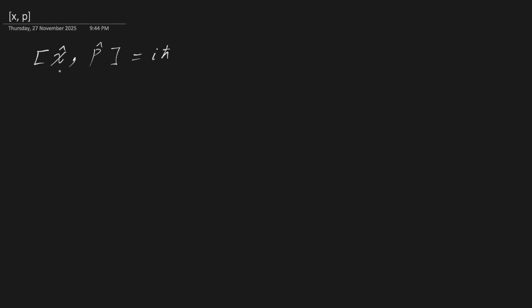We are going to prove that the commutator between the position operator and the momentum operator along the same axis, so x and p, is equal to i h bar. And a reminder that the commutator of any two operators A and B is defined as A times B minus B times A.